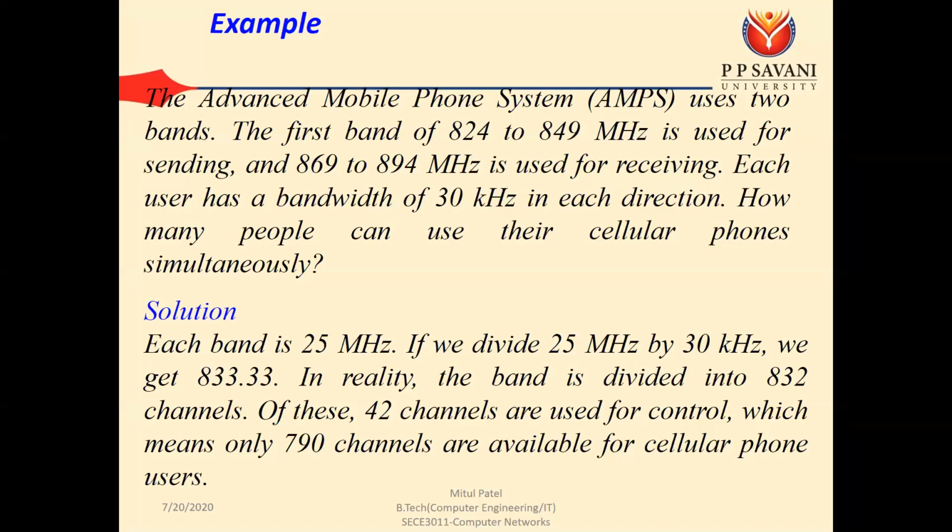Okay, so it is said that from this sending and receiving, a total of 42 channels are used for control. The 42 channels are used for control, which means that 42 are removed from 832, so only 790 channels are available for cell phone users. So that means at that time 790 different users can communicate with each other.